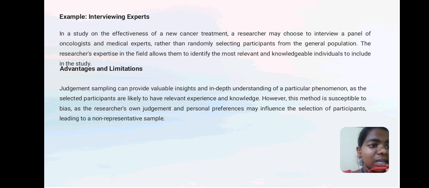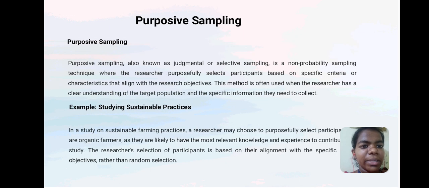However, this method is susceptible to bias, as the researcher's own judgment and personal preferences may influence the selection of participants, leading to a non-representative sample. So here there is purposive sampling. Purposive sampling is also known as judgmental or selective sampling. It's a non-probability sampling technique where the researcher purposefully selects participants based on specific criteria or characteristics that align with the research objectives. This method is often used when the researcher has a clear understanding of the target population and the specific information they need to collect.